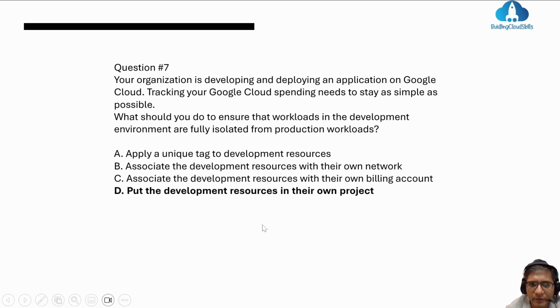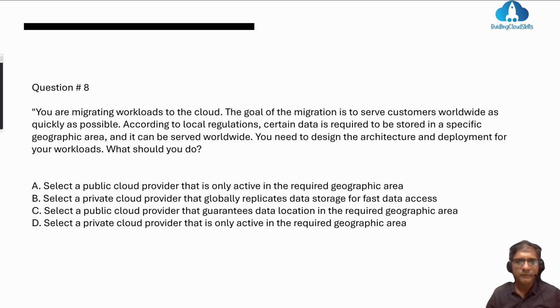All right, so let's move on to the next one. This is my last question for this module. You are migrating workloads to the cloud. The goal of migration is to serve customers worldwide as quickly as possible. According to local regulations, certain data is required to be stored in a specific geographic area, and it can be served worldwide. You need to design architecture and deployment for your workloads. What should you do?